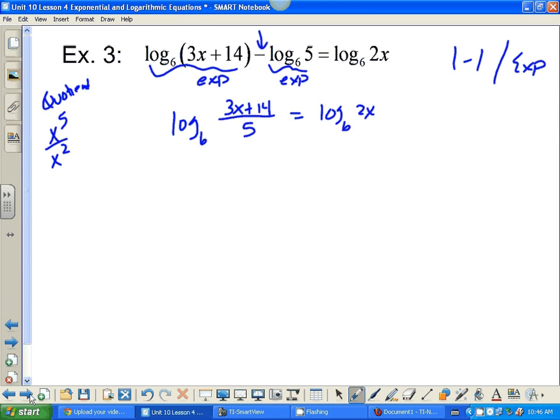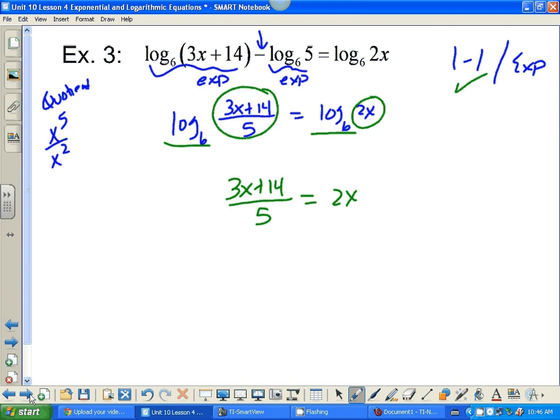In this case, I'm going to choose the one-to-one strategy because I have log base 6, and I just need to find a value of x that causes the values to be the same. So I have (3x plus 14) over 5 equals 2x. I'm going to use cross multiplication. So 10x is equal to 3x plus 14. So 7x is equal to 14, and so x is equal to 2.